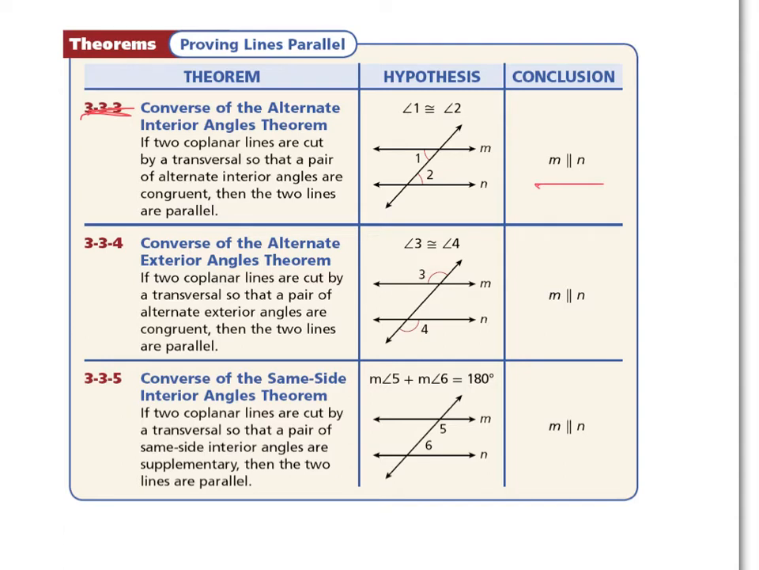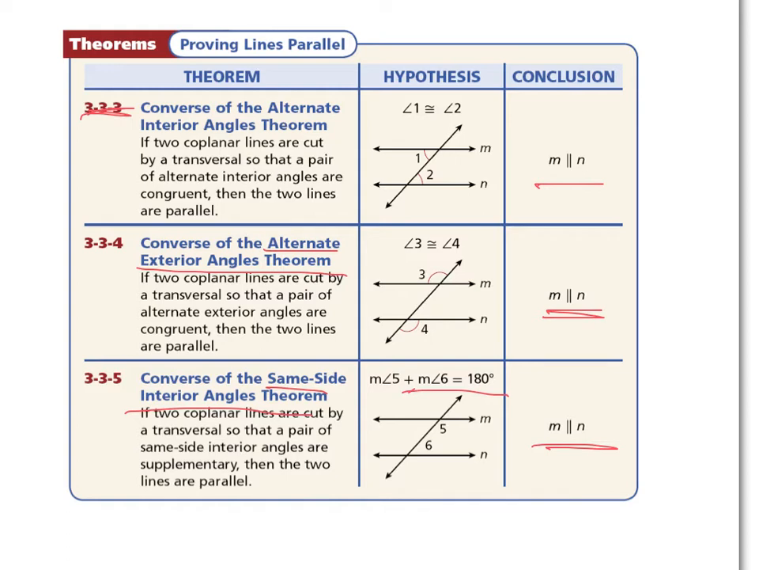If you have alternate exterior angles, like these guys, and they're congruent, then M will be parallel to N. And lastly, if you have same side interior angles, and those are cut by a transversal, and they add up to 180, then M will be parallel to N.